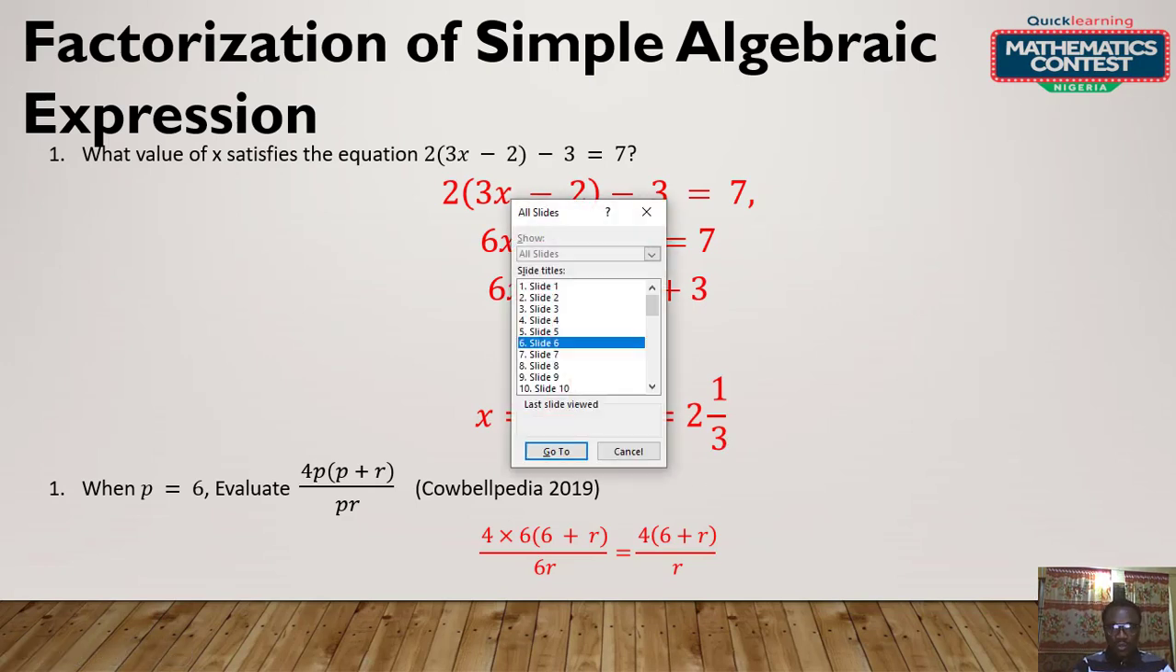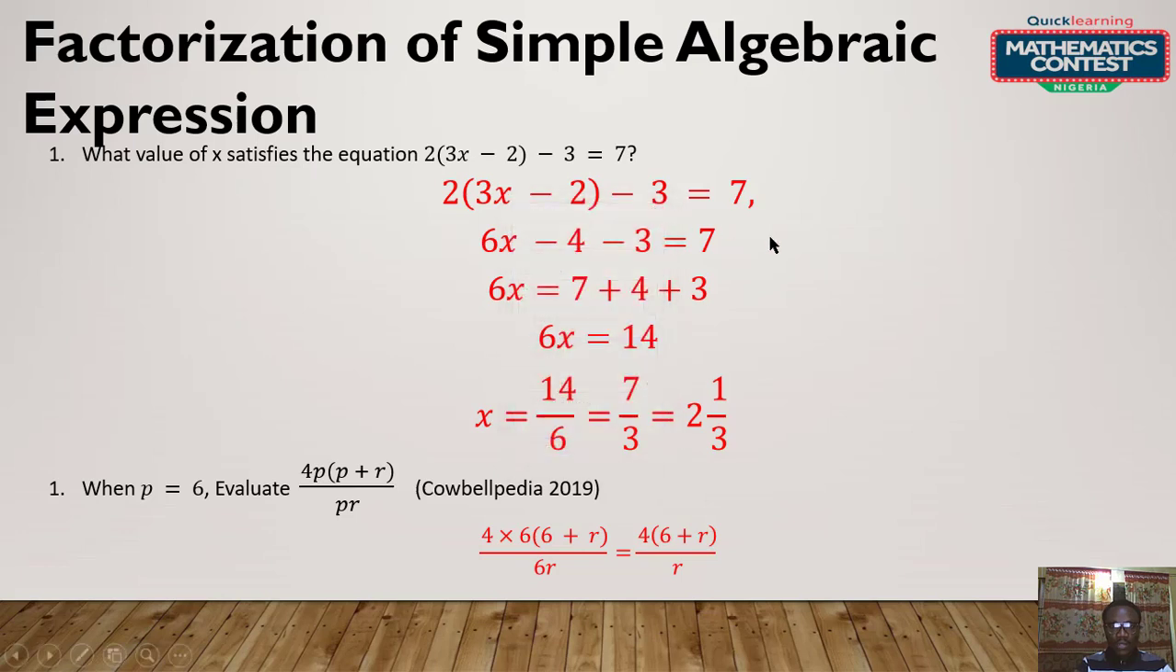Now the next question actually says, when p is equals to 6, we should evaluate this. That is, evaluate the value of this. Now when p is equals to 6, what it just means, we have to substitute. But take note, we have two unknown terms here, that is p and r, but we're only given one value of the unknown, which is p. So we just substitute for p and we'll leave our answer in terms of r.